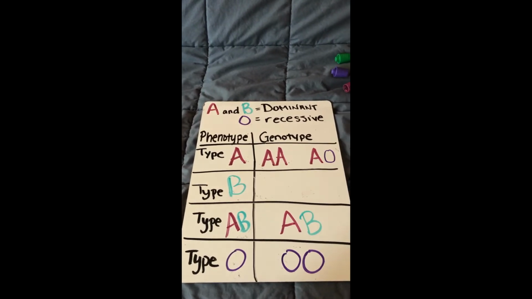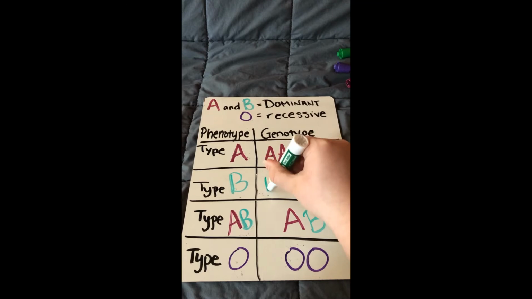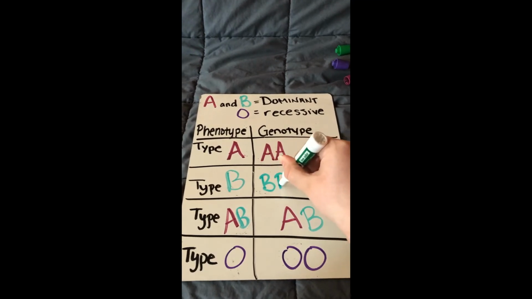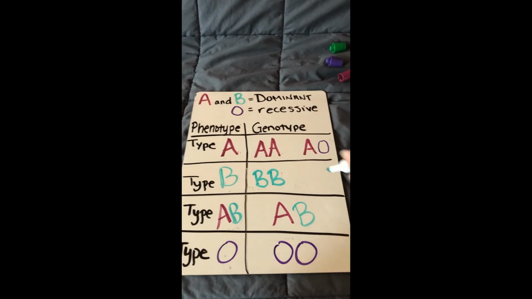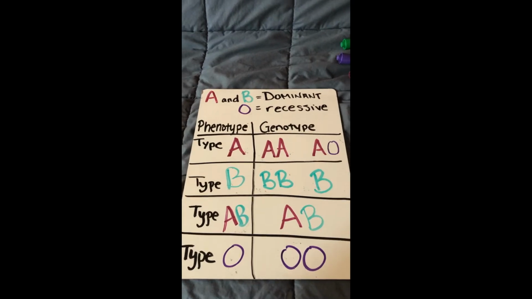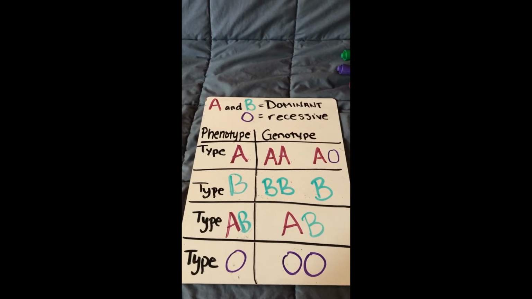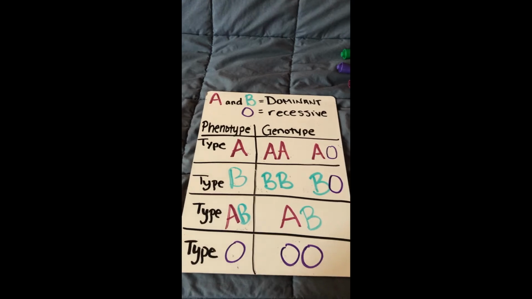For B, it's very similar. You could have one B allele from one parent and another B allele from the other parent, or you could have one B allele from one parent and one O allele from the other parent.